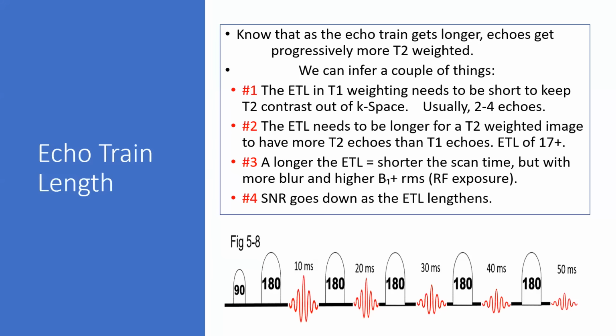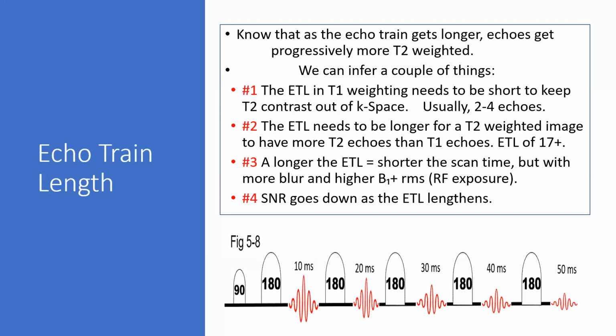Okay, so here's a quick little example. Here is a fast spin echo pulse sequence. There's 5 echoes. Each echo gets longer and longer. So we've got a 10 millisecond TE, working our way out to a 50 millisecond TE.